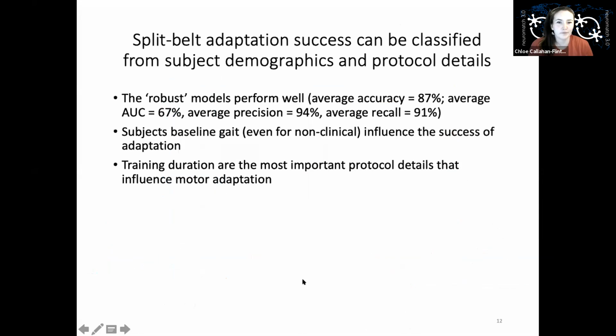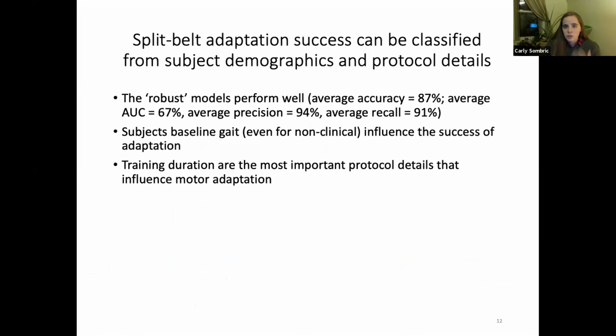So just to summarize, what did we actually find? The classifiers are working decently well. We have some reasonably good performance metrics. The way that these classifiers are performing well is they're using a combination of both subject demographics and protocol details. Specifically, the baseline step length asymmetry is a feature that's being used often and something that we don't consider when we're working with control data, and the results from this study indicate that we should.